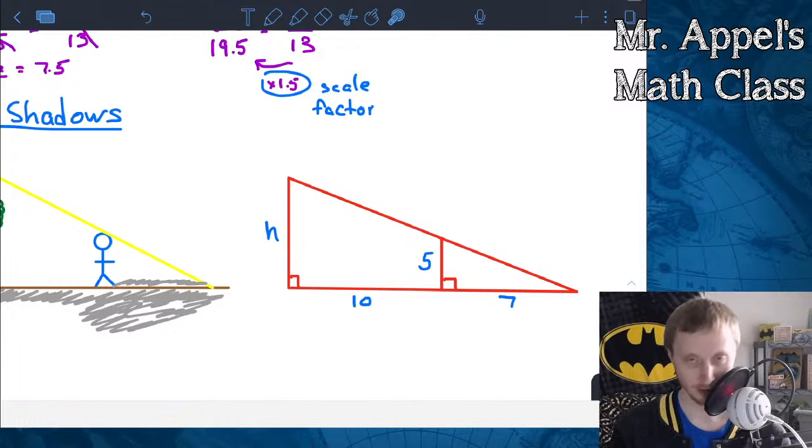We have similar triangles. So let's assume that these sides are all in proportion. Go ahead and solve for that height h for me. And then send me your answer in chat.